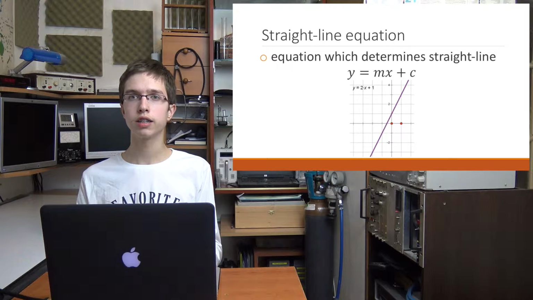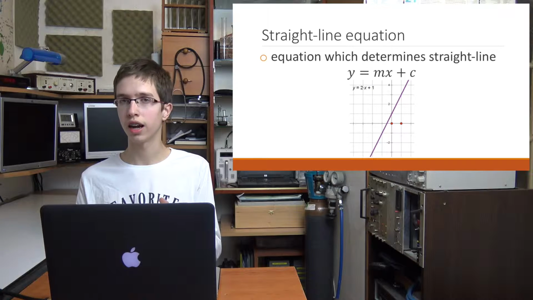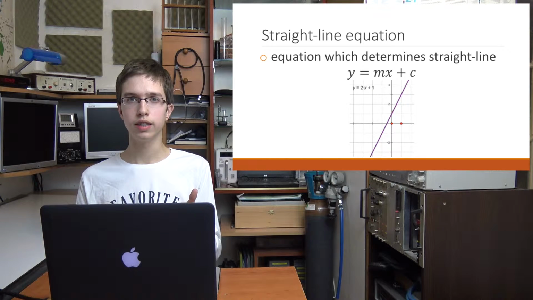A straight line equation is an equation which determines some straight line. And here is a similar equation, but here is y instead of f of x. And y indicates the y-coordinate of any point given on the straight line when we have its x-coordinate.